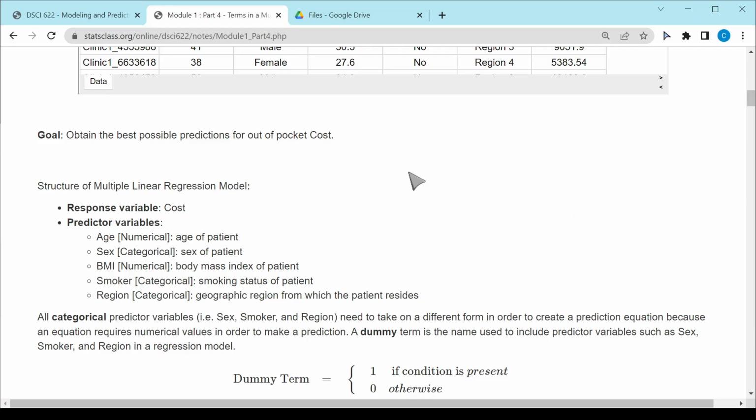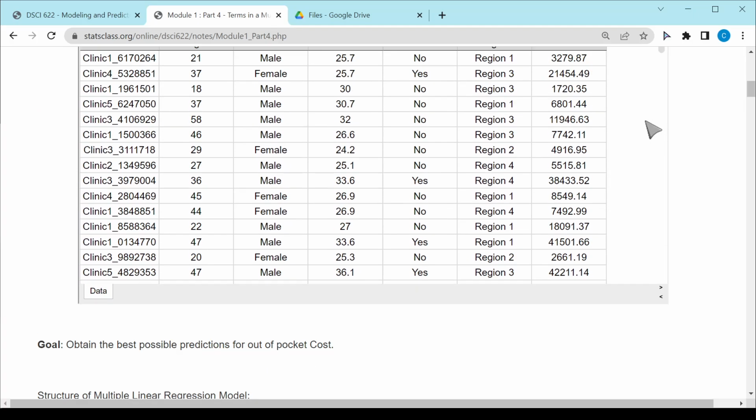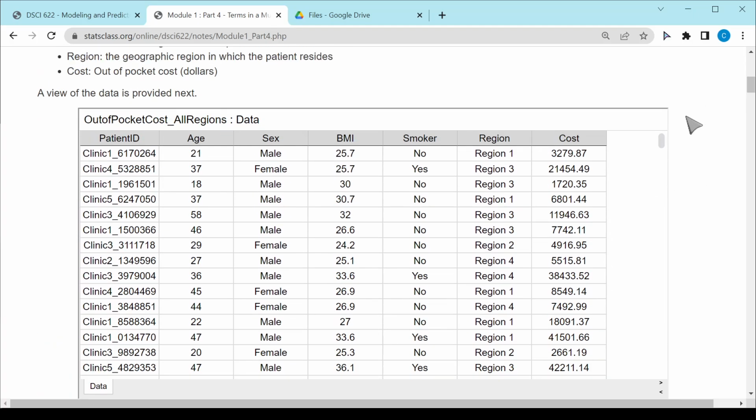The goal here is just to obtain the best possible predictions for the out-of-pocket cost here. So this column clear on the right is my response, and I want to obtain the best possible predictions for that particular variable.